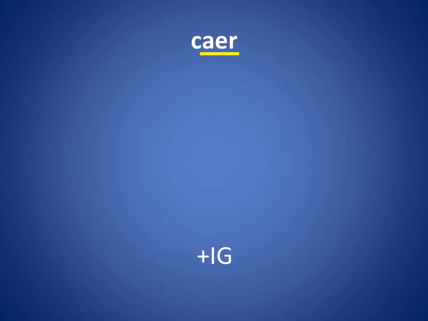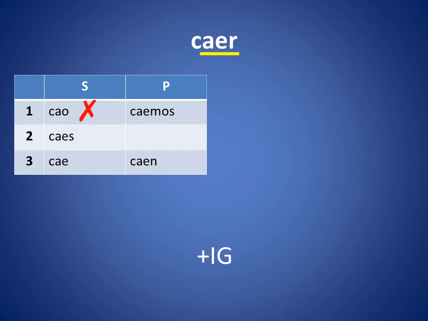Here we go, the verb caer. You can tell it's going to have this plus ig because it ends with aer. So if we were to conjugate caer normally in the simple present indicative, if we were to just eliminate the er and tack on our endings, this is what we would come up with. But if you've seen this verb before, you know that that first person singular form is not right. We don't say yo cao, we say yo caigo, right? Hopefully that rings a bell for some of you.